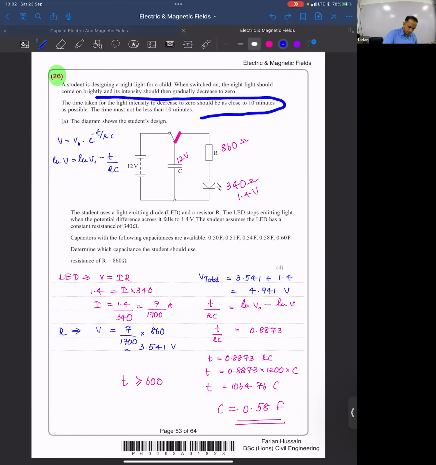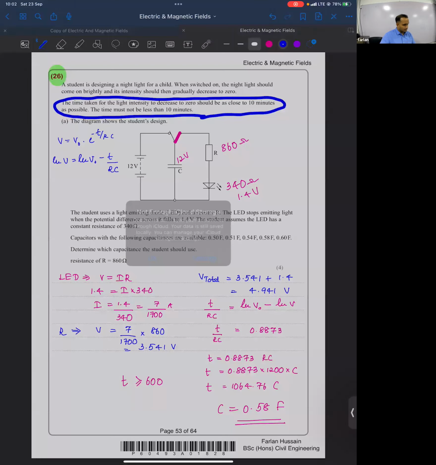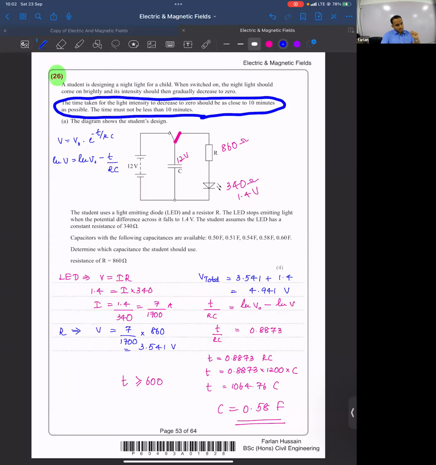Look at this. If you read this statement, the time taken for the light intensity to decrease to 0 should be as close to 10 minutes as possible. Then you can't take 0.6, because when you take 0.6 farads, the time taken will be more than the time when you use 0.58. You get my point? So when you have the option of 0.58, you can't use 0.6 to meet the given requirement.